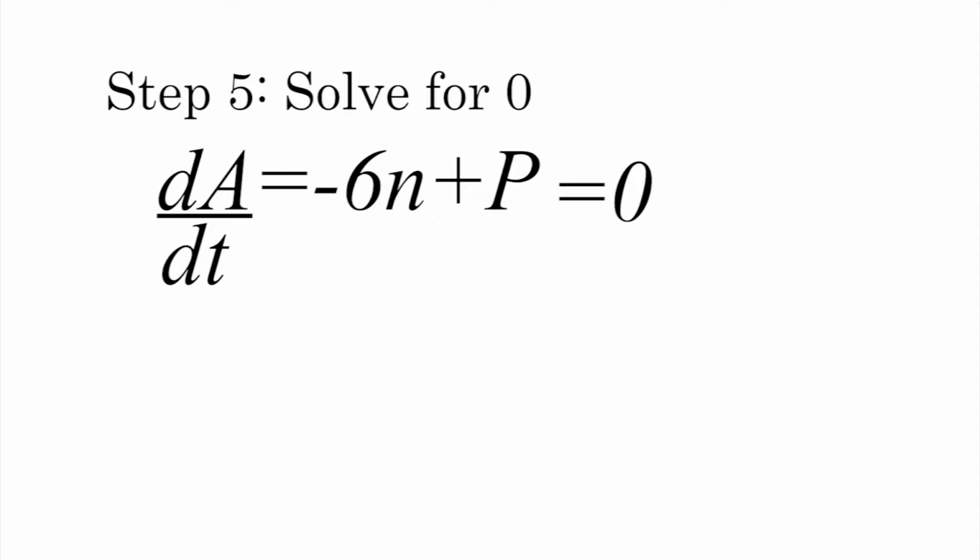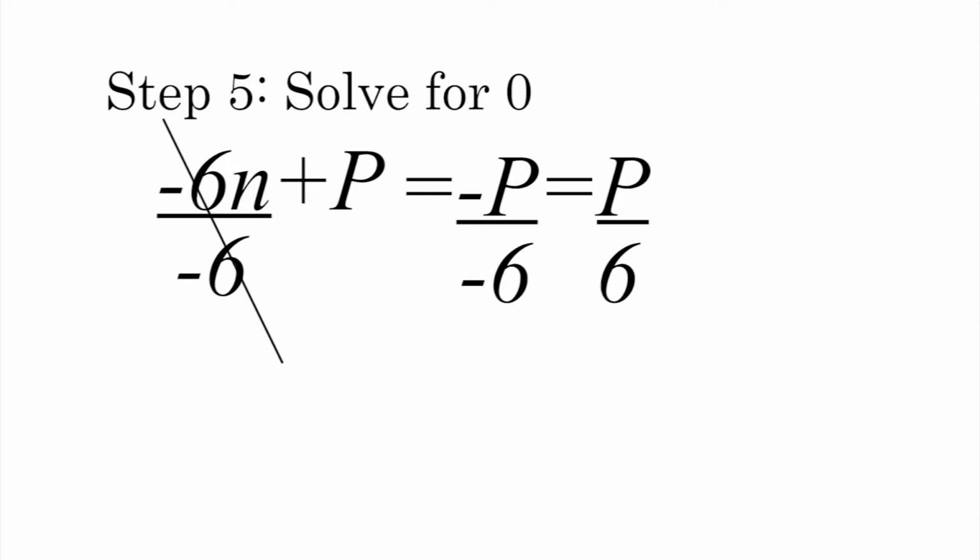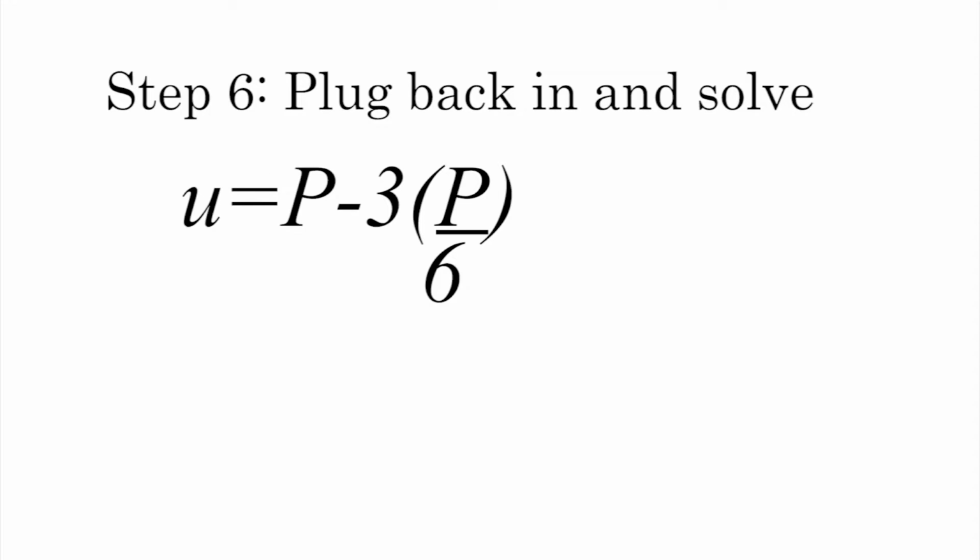Now that we have the variable and p, we solve for the variable and then we get an equation in terms of p. Since we now know n in terms of only p, we can then plug it back into our original optimization equation and solve for the other variable.